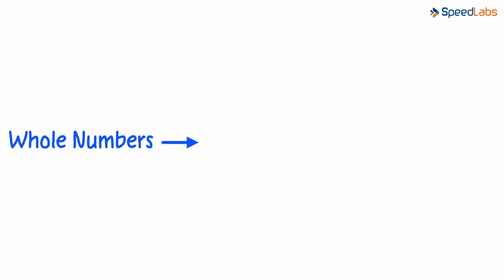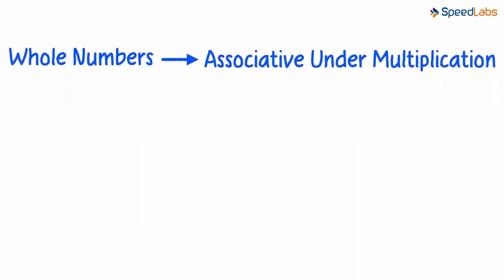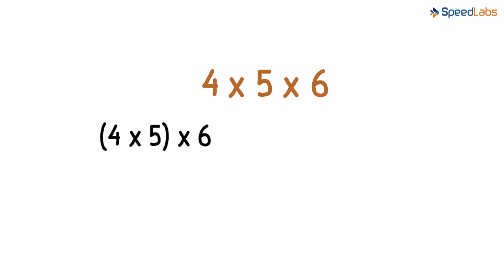Whole numbers are also associative under multiplication. Consider this example where we are multiplying 3 numbers 4, 5 and 6. First we put a bracket around 4 and 5 and solve that first. 4 multiplied by 5 is 20. 20 multiplied by 6 is 120.